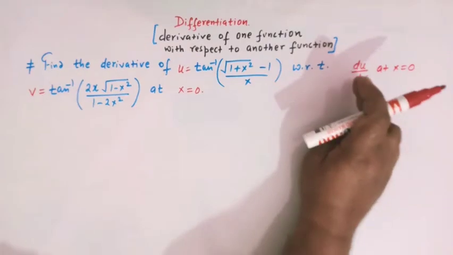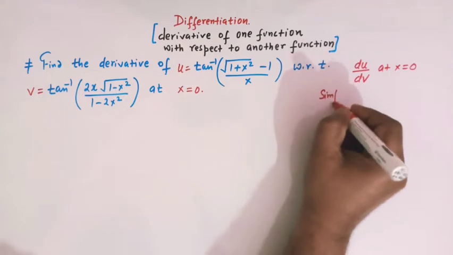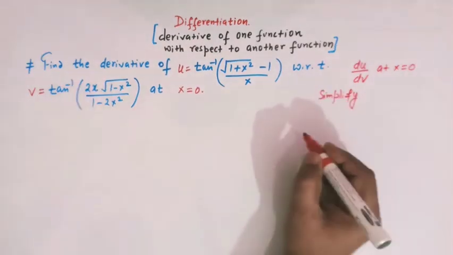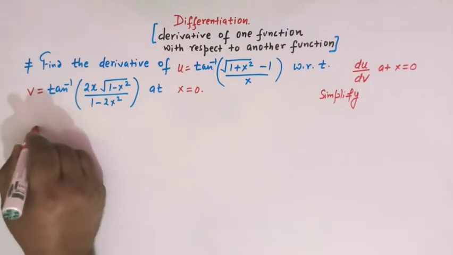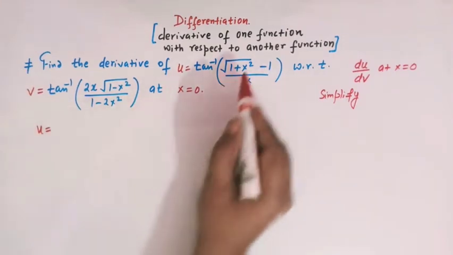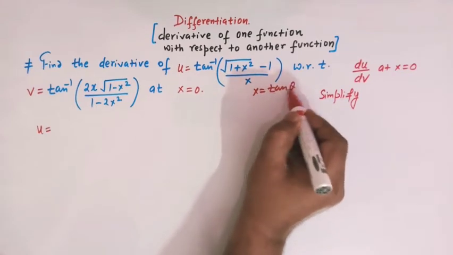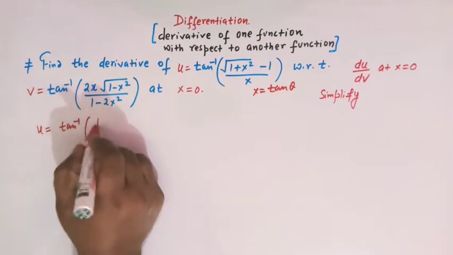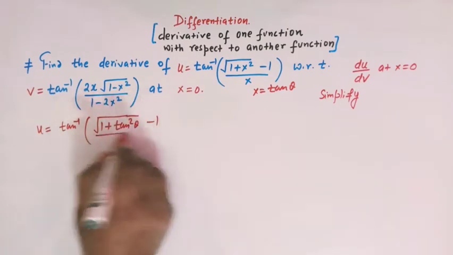Now before finding du over dv, let us first simplify these two functions by making a proper substitution. Let us first take the function u. Here let us take x equal to tan theta. So we have tan inverse of square root of 1 plus tan square theta minus 1, over tan theta.